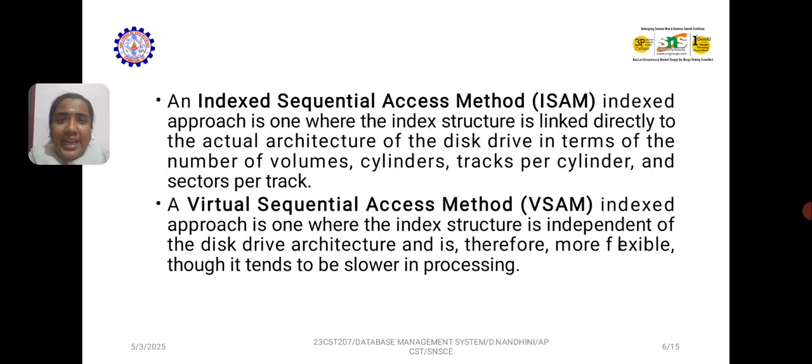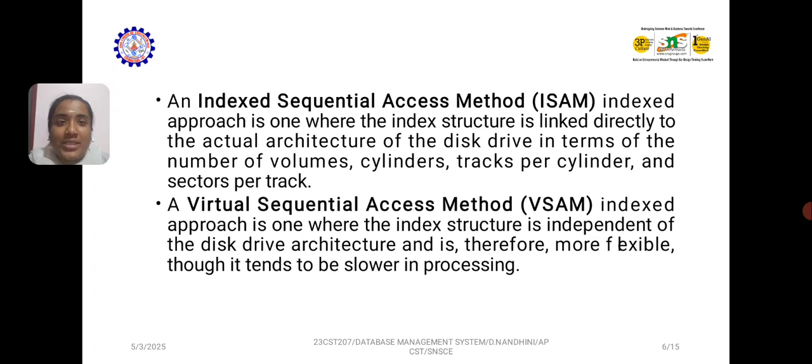Next one is the indexed sequential access method, ISAM. This indexing approach is linked directly to the actual architecture. The original architecture is there and it is directly linked to it, so that the number of volumes, that means cylindrical values, is easy for tracking the cylinders and the sectors per track.